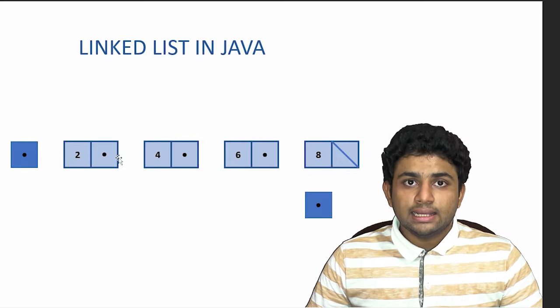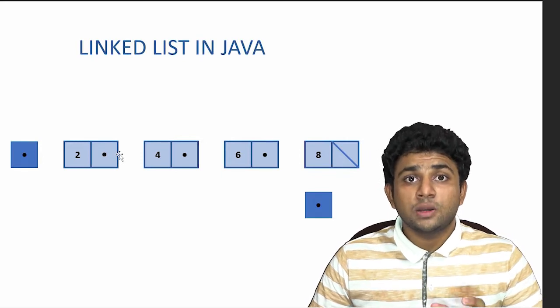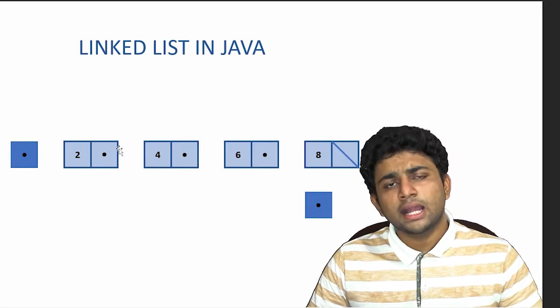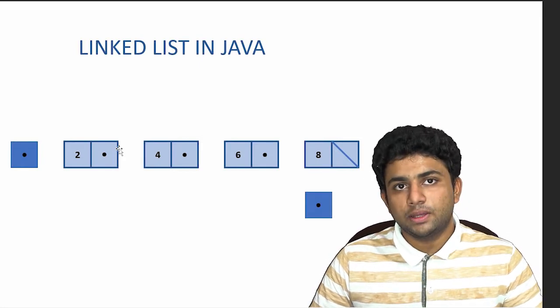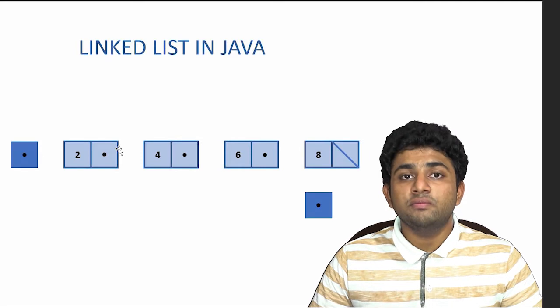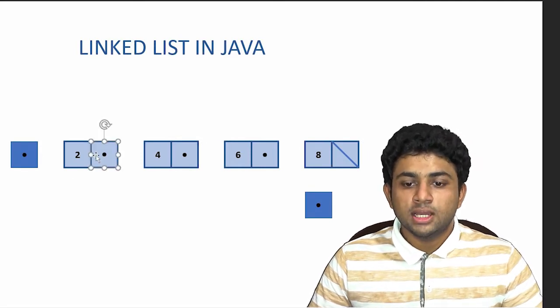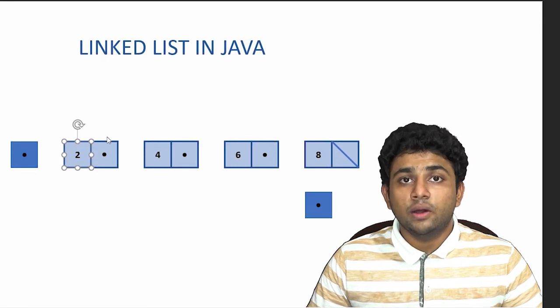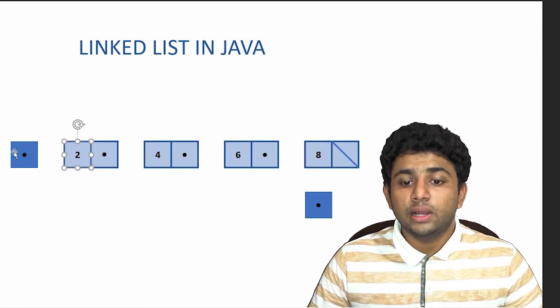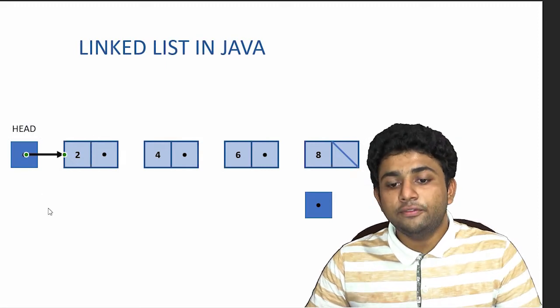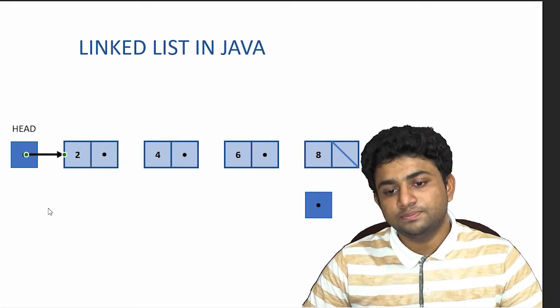In a linked list, the first node or the first most element is referenced as head. This is a really important concept because each and every time we go through a linked list, head is an important factor. So the first node, the node with the value 2, will be the head node in this scenario. So it will be referenced as head.